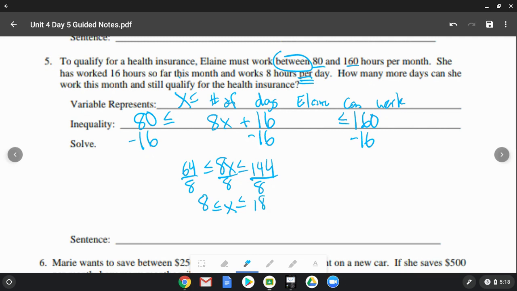So now, if we want to write this as a sentence, x is my number of days. So we'd say Elaine must work between 8 and 18 days. So that was to qualify for health insurance. Take a look at that. Next.